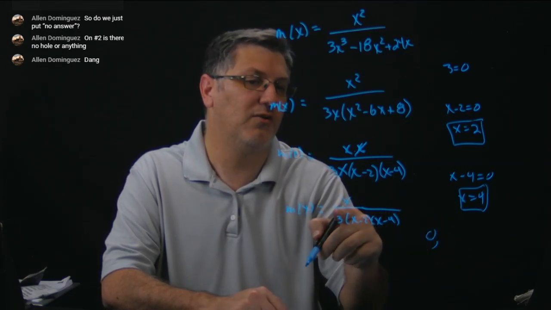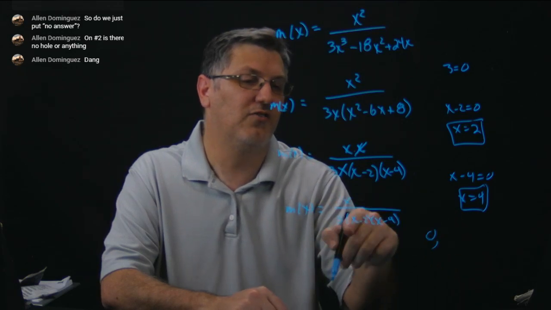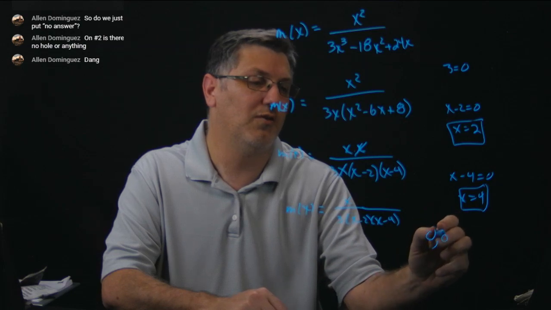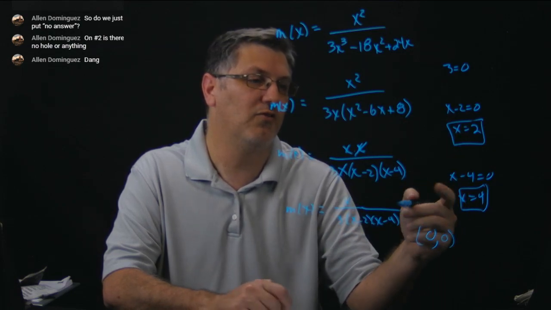Because if you do x equals 0 from the bottom, you plug 0 back into this, you're going to get 0 divided by some number, which is 0. So you have a hole at 0, 0, and you have those 2 vertical asymptotes.